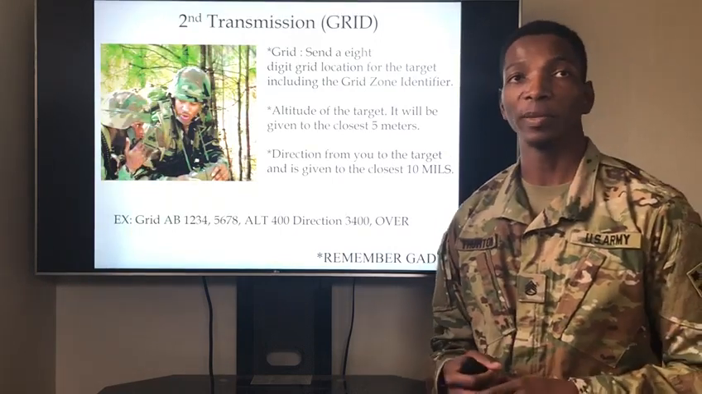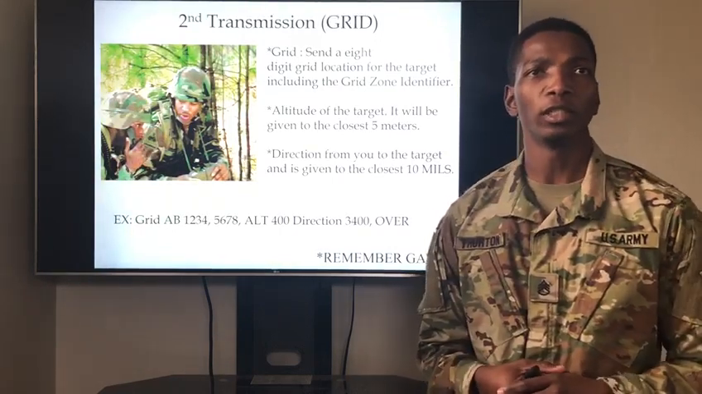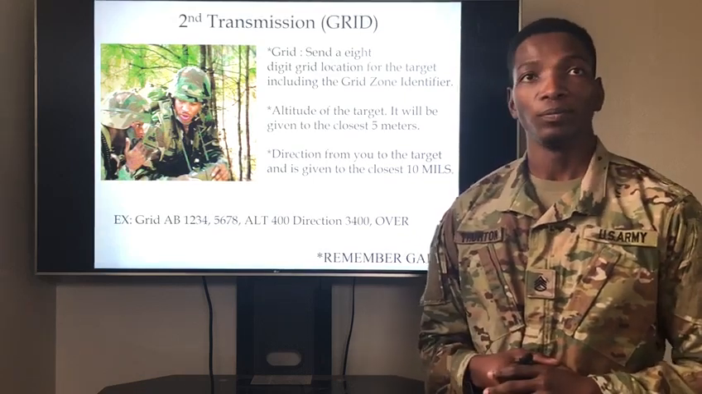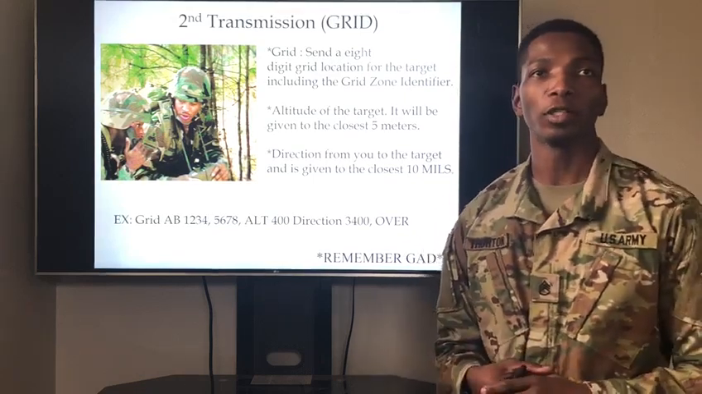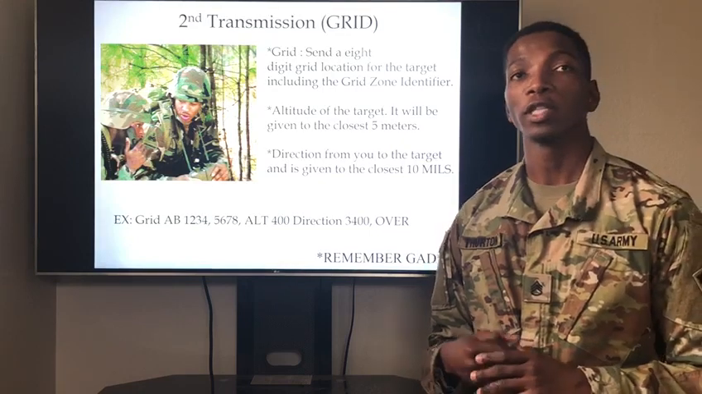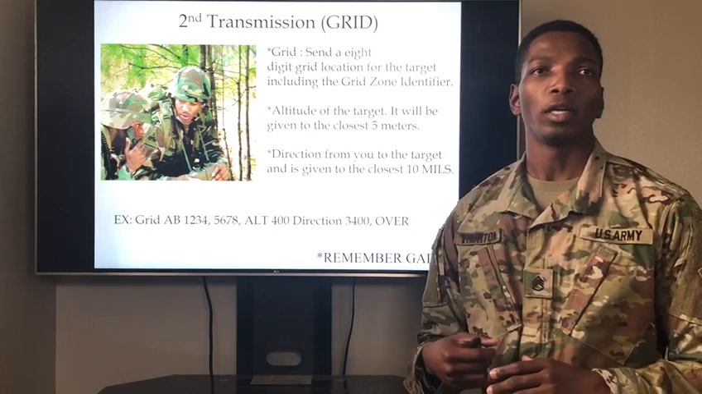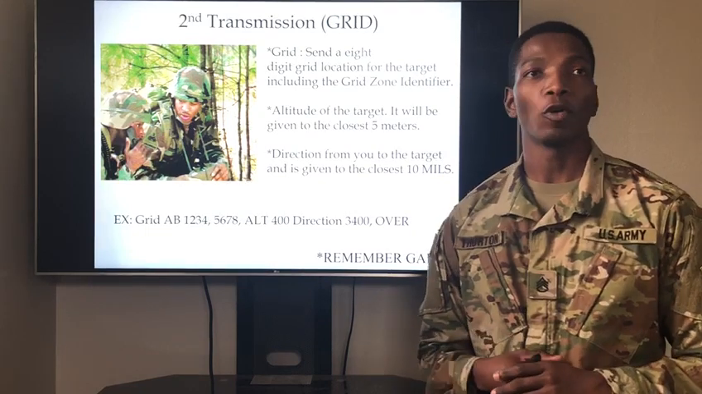Second transmission, for a grid mission, you'll send an 8-digit grid location for the target, including the grid zone identifier. Then you'll send altitude to the target, which is given to the nearest 5 meters. Then direction to the target, which is given to the nearest 10 mils.